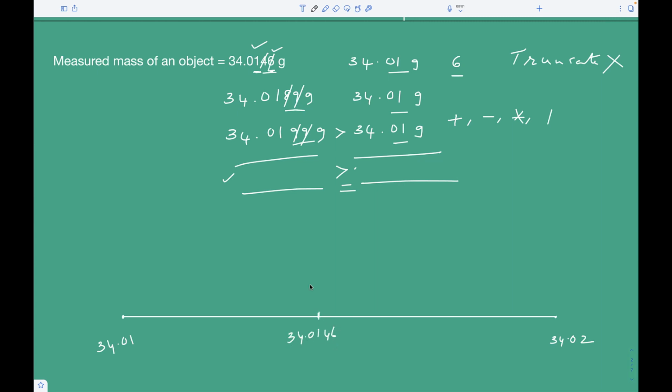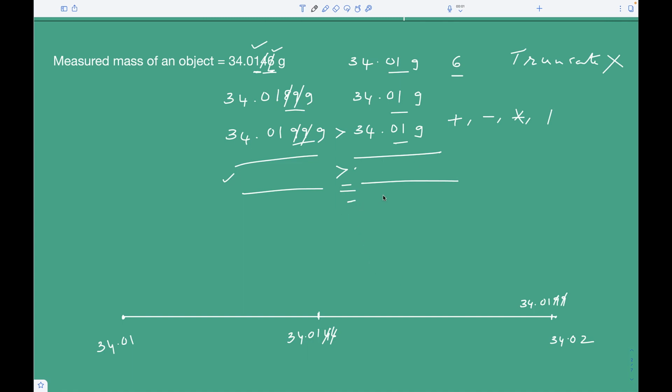34.0146. Then 34.0199 will be somewhere very close to this end, right? It is almost 34.02. So this is 34.0199. Now what did we do in case of truncation? We simply chopped these last two digits in each of these cases and dragged all these measurements towards this lower end of the line. That is why the average of the truncated values is always less than the average of the original values. But we said that is not acceptable for our purpose.